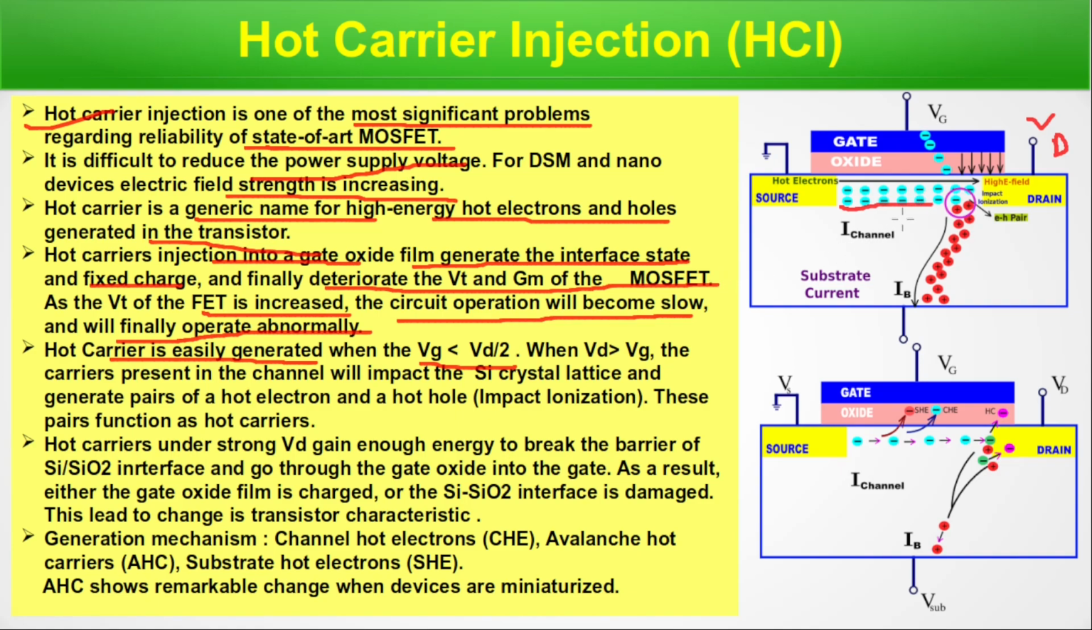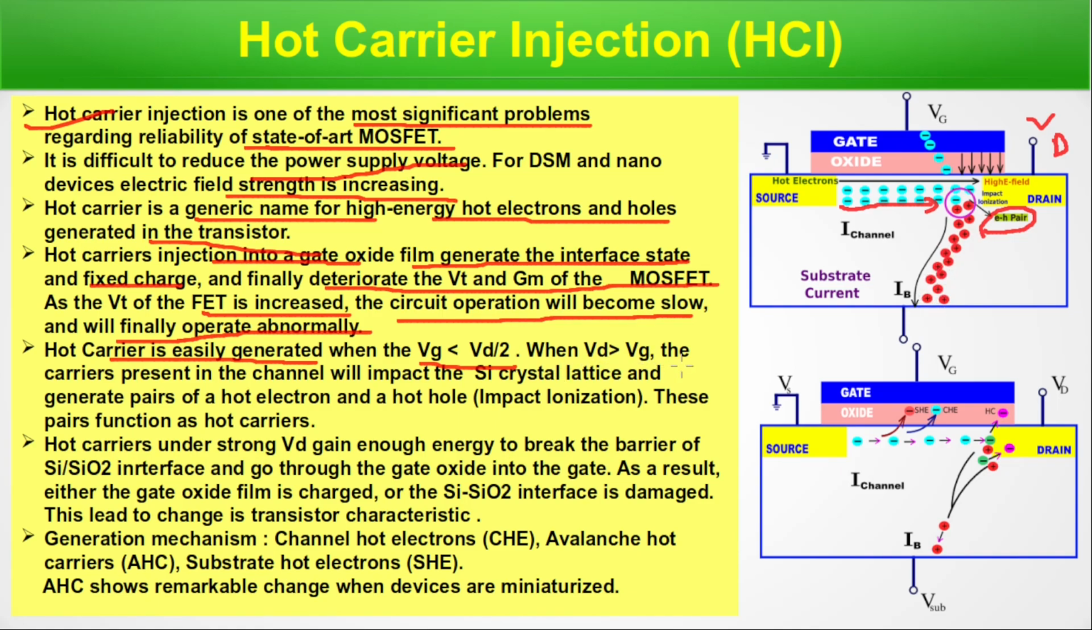The more they go towards the drain, the higher the field, so their acceleration increases. Their impact with the lattice creates an electron-hole pair. Here, an electron-hole pair is created. Those electrons are attracted here. If the impact is in the oxide, they will move through the gate oxide layer, and the holes are attracted toward the base.